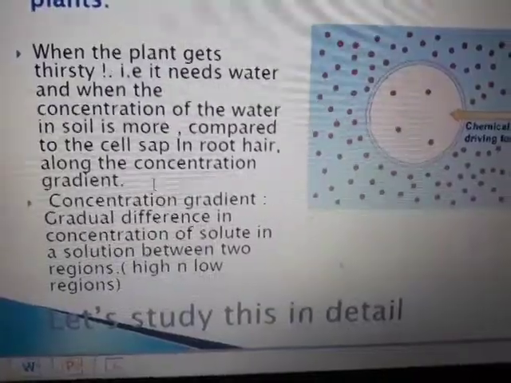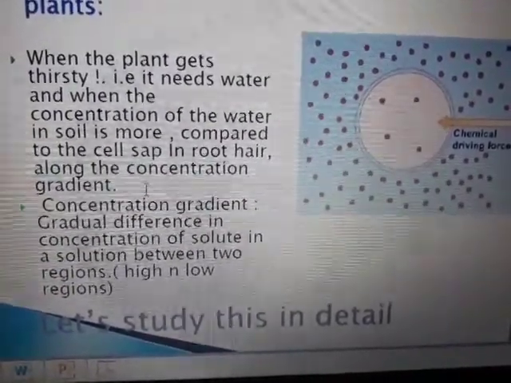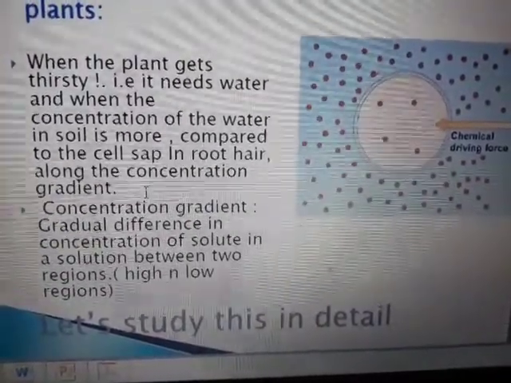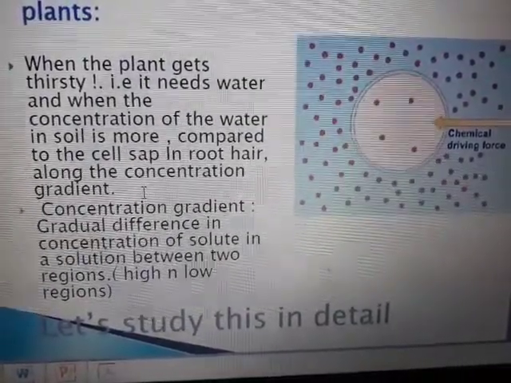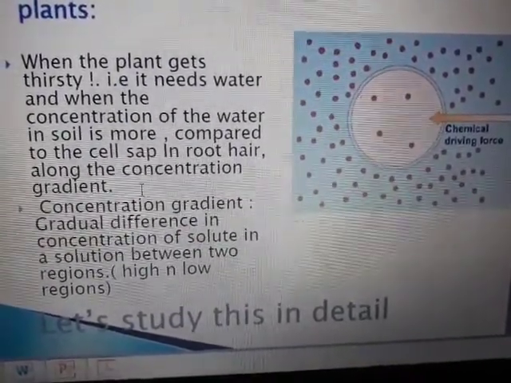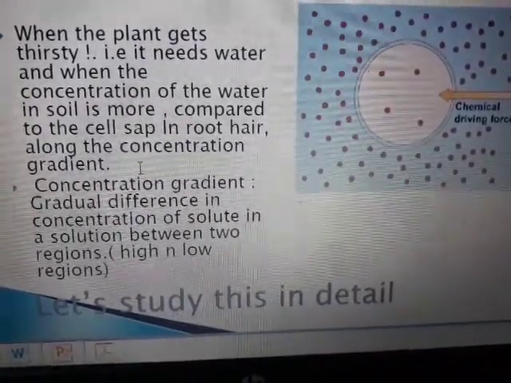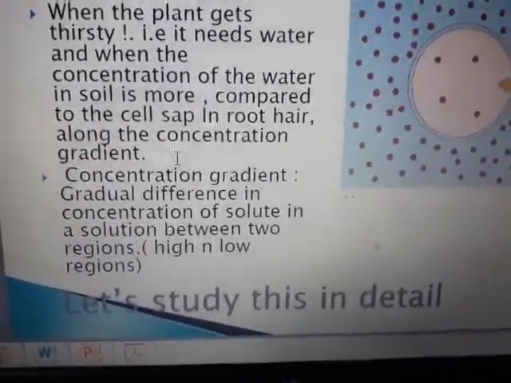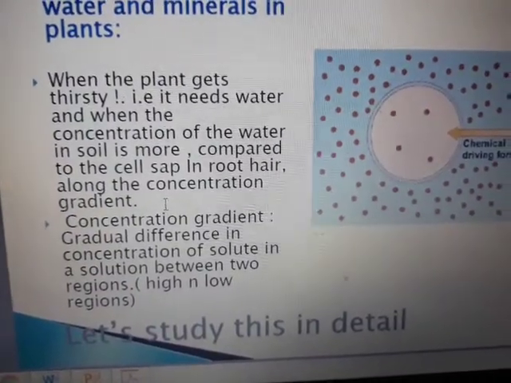Concentration gradient is nothing but a graph like structure, a linear structure, okay, where it has to be stable. So wherever there is higher, the higher molecules will move from higher to the lower to make the concentration gradient equal. Furthermore, it says, concentration gradient is a gradual difference in concentration of solute in a solution between two regions. Solute, let us see what is a further example. I'll just narrate to you.